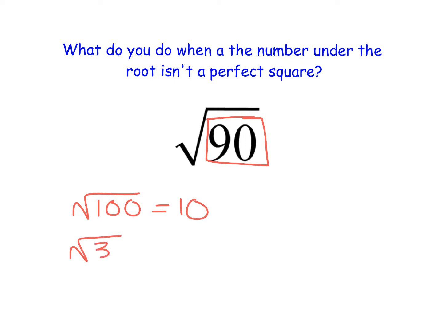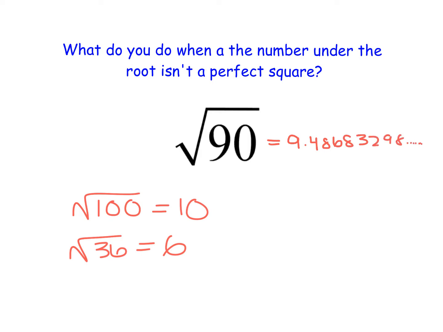Or the square root of 36. The square root of 36 is 6. Those are really nice numbers that can be perfectly square rooted. Unfortunately, though, 90 is not one of those numbers. If we take the square root of 90, we end up with this crazy number of 9.48683298, and then that number keeps going on and on forever. The square root of 90 is actually an irrational number that continues on for all of eternity.